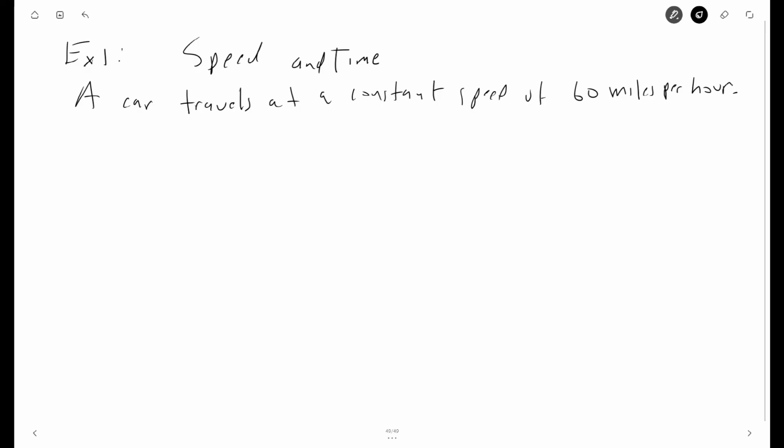And now the question is, how can you create a formula to represent this relationship, speed and time? Well, remember the equation that we talked about before, y equals kx. From this equation, we can say that the distance traveled is equal to k, the constant of proportionality, which is 60 miles, times time.